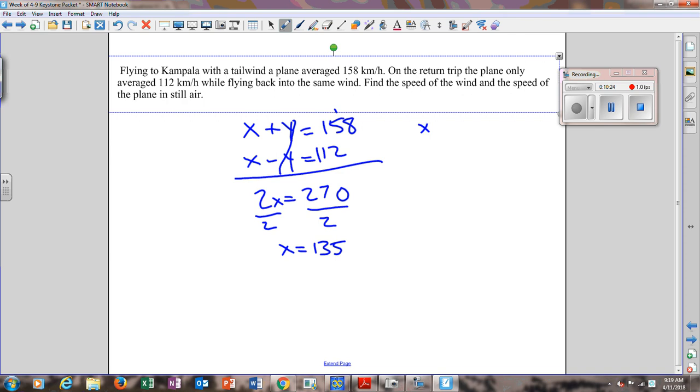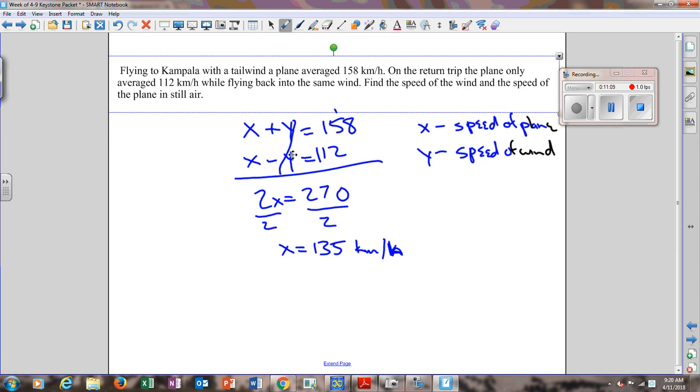Now really I should have defined my variables in the beginning and said x is speed of plane and y is speed of wind. Because by doing this, now I know that this is my plane speed. So make sure you put your units in, 135 kilometers per hour. And then it may ask you to write a sentence to describe what your answer means. But you would say the plane is actually flying at 135 kilometers per hour.